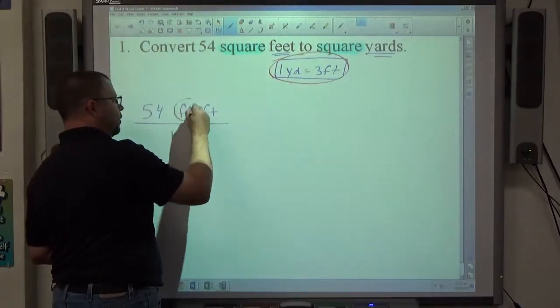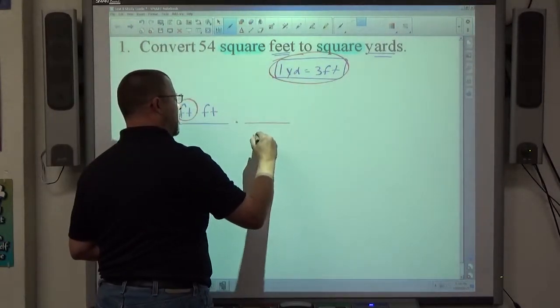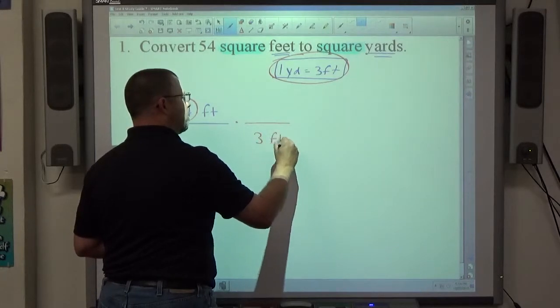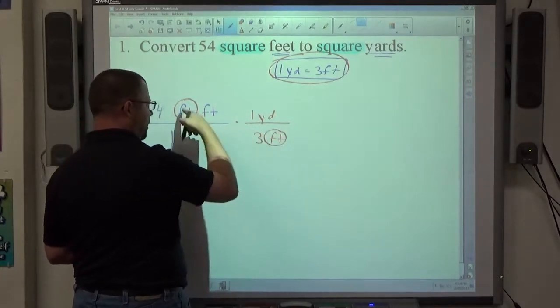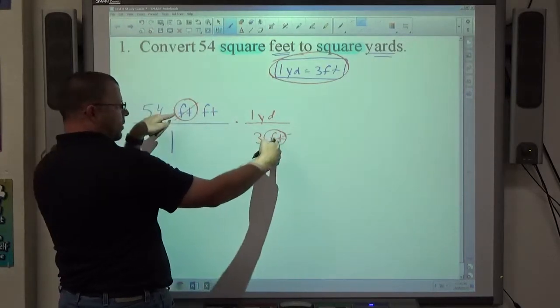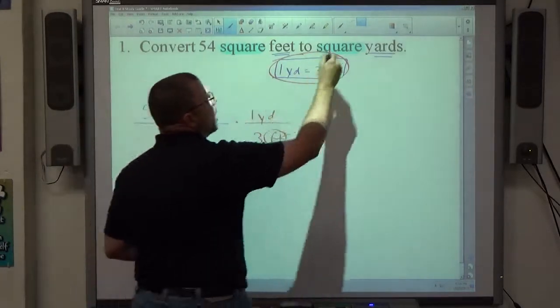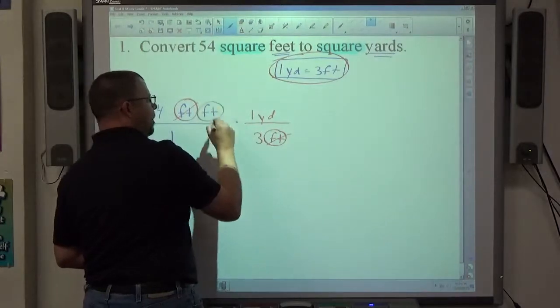I want this unit of foot to go away, so I'm going to multiply by 3 feet on the bottom, 1 yard on top. The effect of that is this unit of foot and that unit of foot are the same, but opposite sides of a fraction, they cancel. I have a second unit of foot on top. I want to get rid of it.